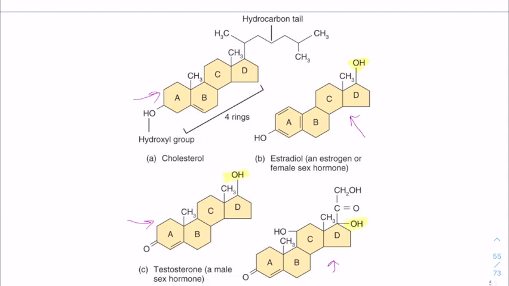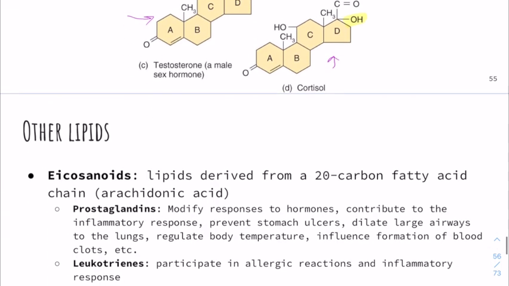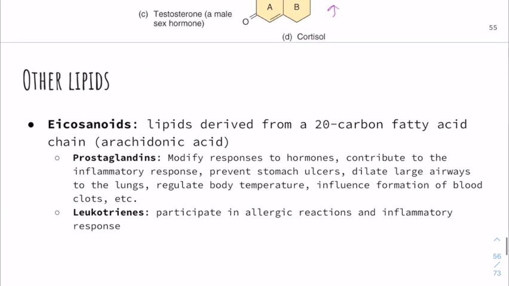Eicosanoids are another lipid that's derived from a 20-carbon fatty acid chain. Arachidonic acid is a good example of an eicosanoid. We also have prostaglandins. Prostaglandins will modify the response to hormones. They contribute to the inflammatory response.